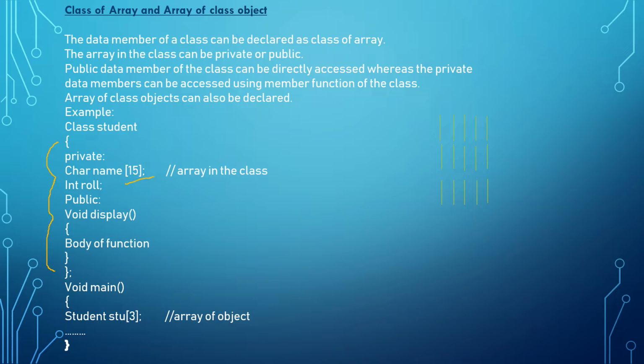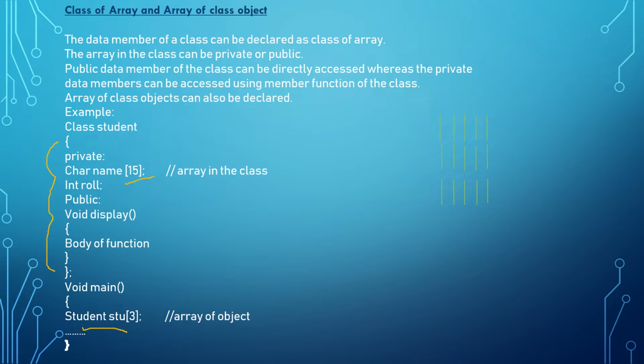In the same way, we can use an array with the class object. Here is the class, and in the main function, to create an object we write first the class name and then the name of the object. So student is our class name and then the object, that is stu. Here stu is our object, but here we can see 3. This is again an array used with the object. So this is the concept of array of class object or array of object.